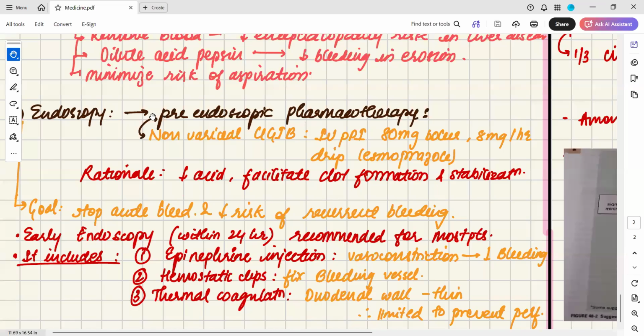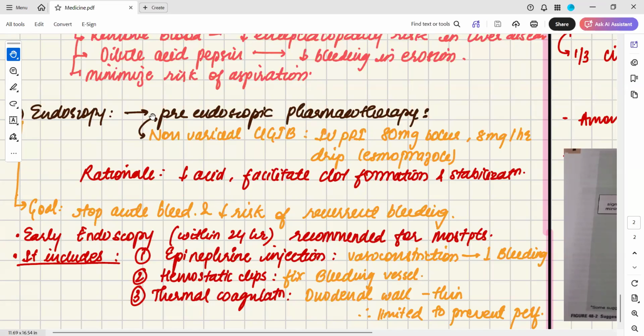The rationale is we have to decrease the acid in the stomach and facilitate clot formation and stabilization. We have to stop the acute bleed and the risk of recurrent bleeding. In most of the patients, early endoscopy within 24 hours is recommended. But if the bleeding is relatively light, we can also go for elective endoscopic therapies.